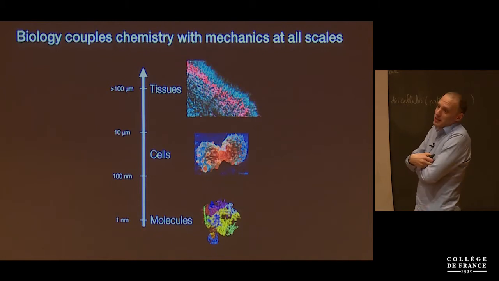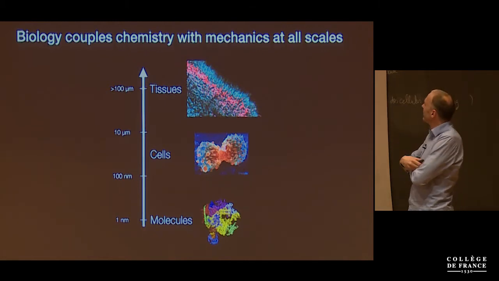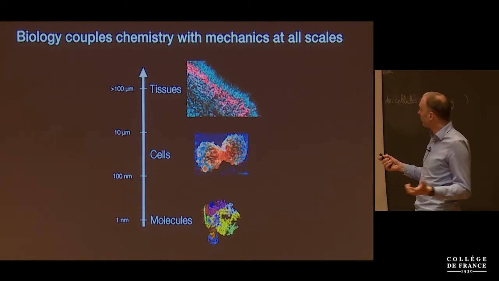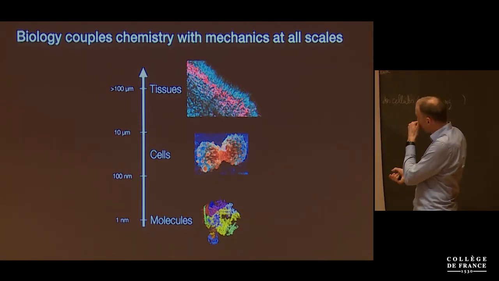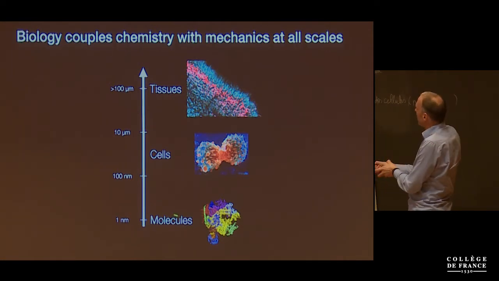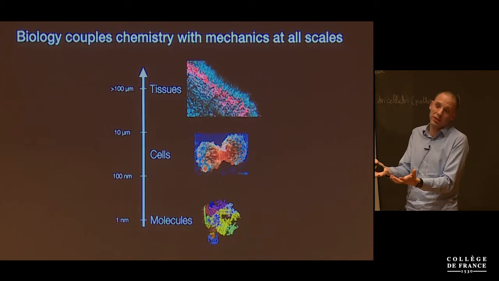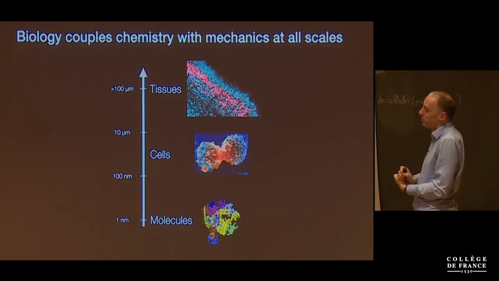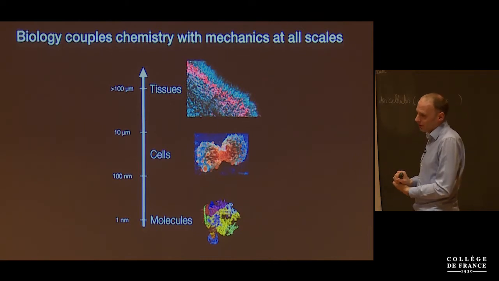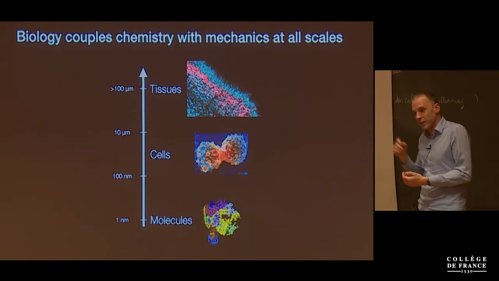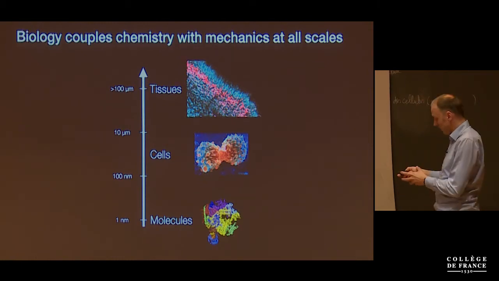So we've been interested in this. My group has been interested in this coupling between chemical processes and mechanical processes for a long time. And of course, this coupling is prevalent in most aspects of biology. If you look at the molecular scale, you can have molecular motors that take a chemical fuel, they take ATP, hydrolyze ATP, take the free energy derived by the hydrolysis reaction, and they can convert that to mechanical work.